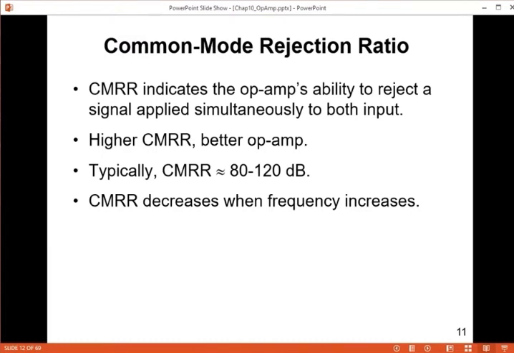CMRR, however, decreases when frequency increases because the CMRR is in the bottom of the equation. So it is actually inversely related to frequency.